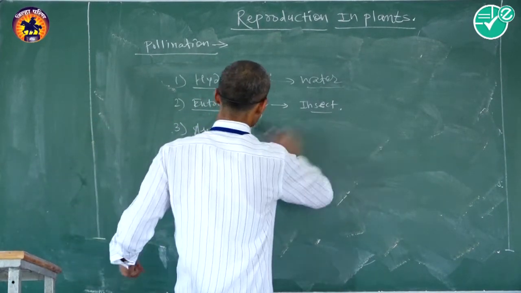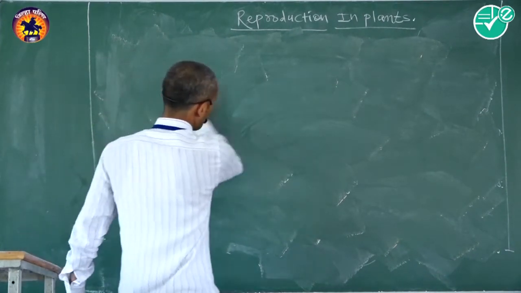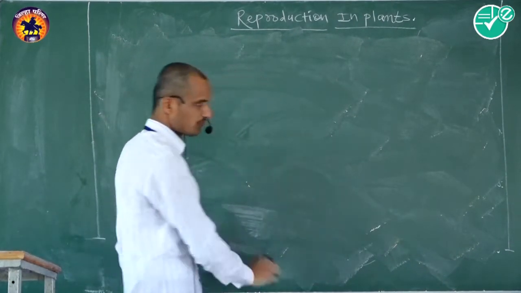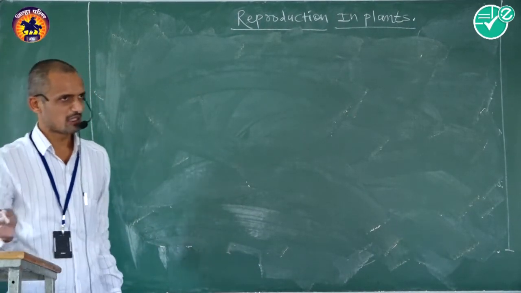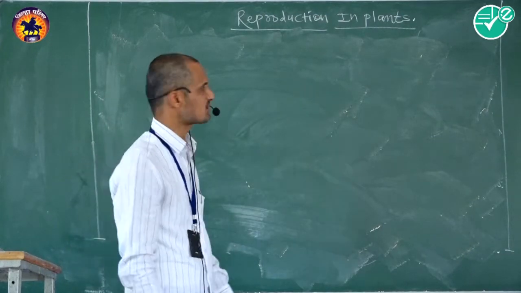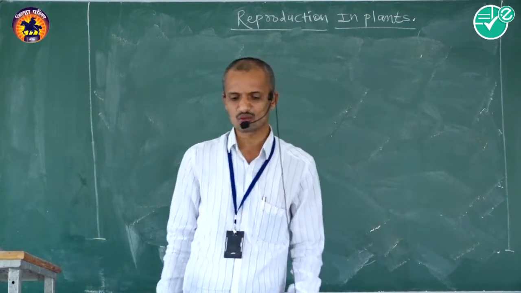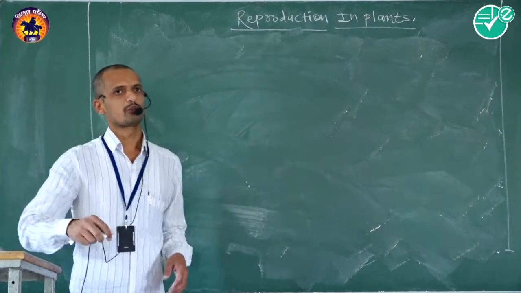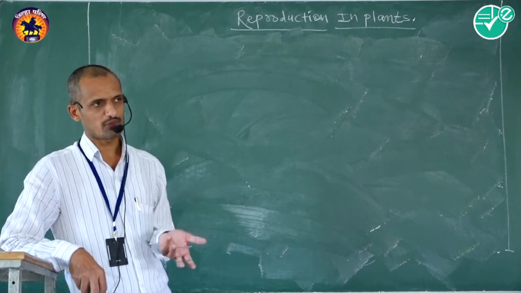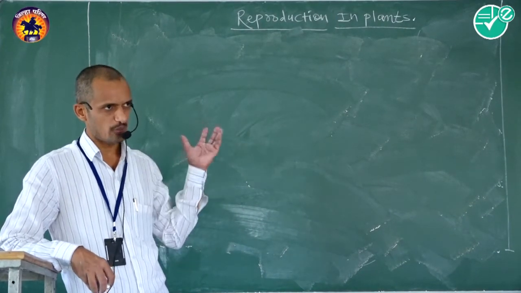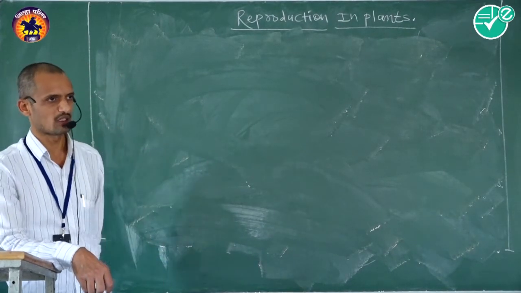Then I will tell the merits as well as demerits of cross pollination as well as self pollination. The merits of self pollination: it is a sure method of pollination, pure line varieties can be obtained, no wastage of energy, no wastage of pollen grain. That is the advantages or merits of self pollination.